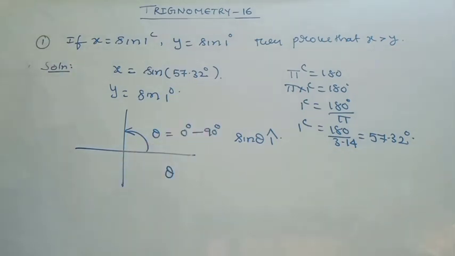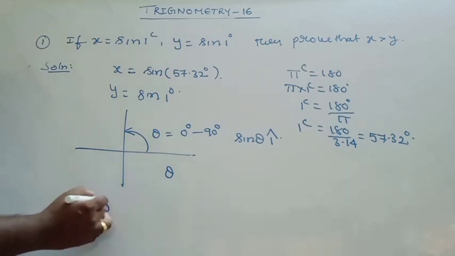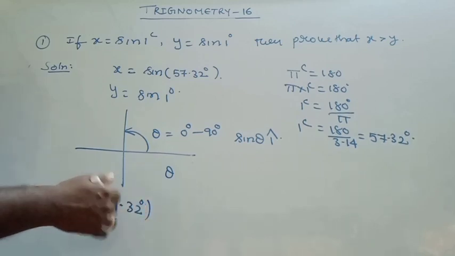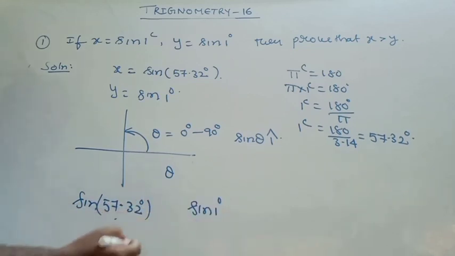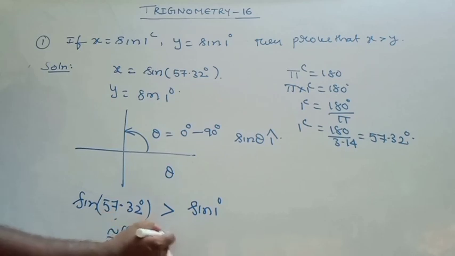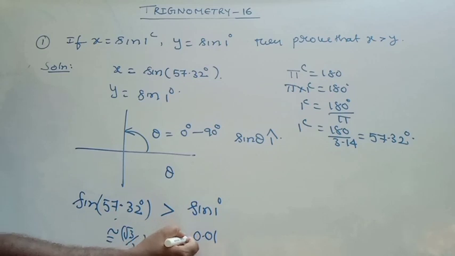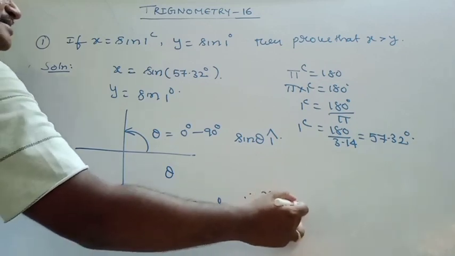Therefore, since it is an increasing function, sine 57.32 degrees is nearer to sine 60 degrees, that means around root 3 by 2. And sine 1 degree is nearer to 0 degrees, approximately 0.01. Root 3 by 2 is greater than 0.01. Therefore, we get that x is greater than y.